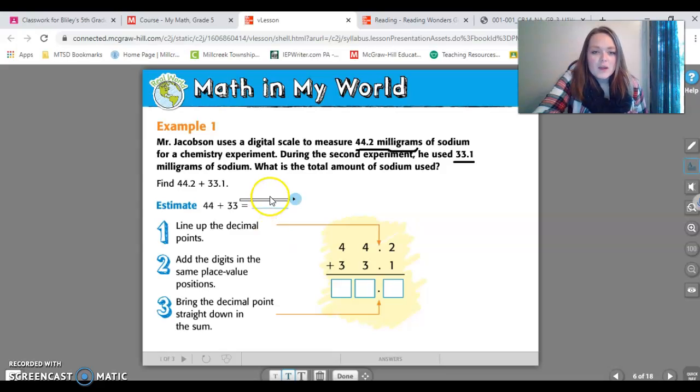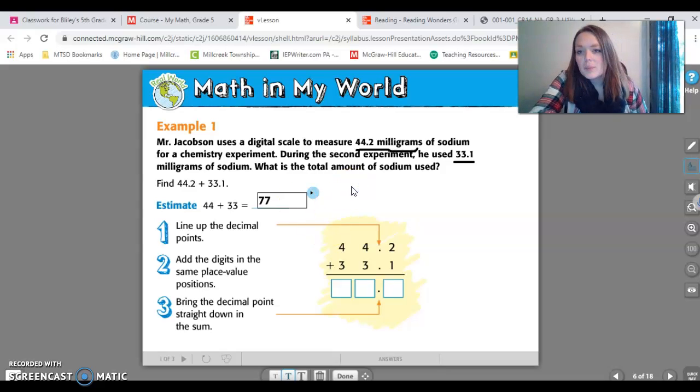So we are going to add. We are going to estimate. So first they estimated to the nearest 1. 44.2 is closer to 44, and 33.1 is close to 33. If we add 3 plus 4, we get 7 twice, because 44 and 33 gives me 77. So we need to line up our decimals.